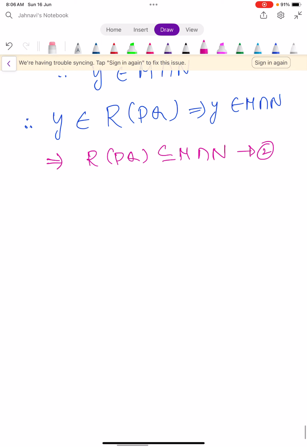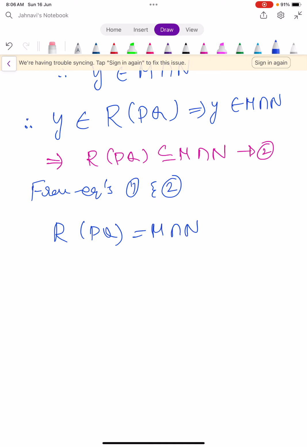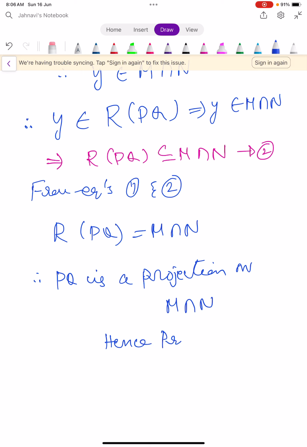From equations 1 and 2, we conclude that R of PQ is equal to M intersection N. It means the range of PQ is equal to M intersection N. This shows that PQ is a projection on M intersection N. This completes the proof of our solution.